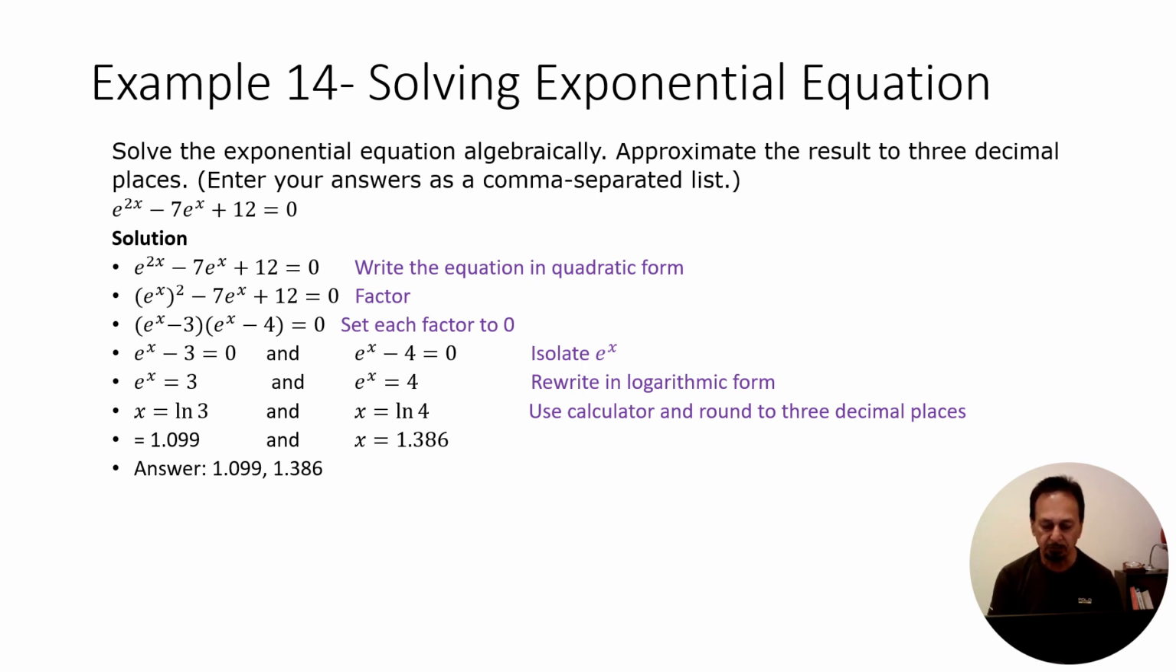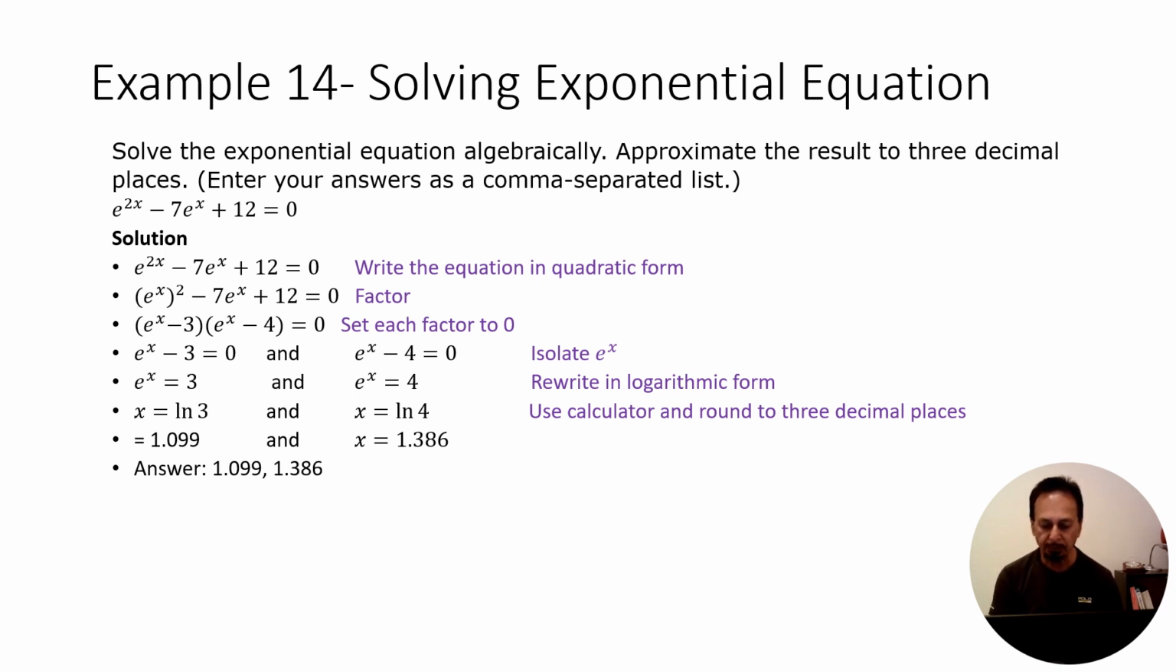So we can factor: e to the x squared we can factor as e to the x times e to the x, and 12 we can factor as negative 3 times negative 4. You can see negative 3 times negative 4 is positive 12, and when you add negative 3 and negative 4, it becomes negative 7. So these are the correct factors. Since we have a product of two factors equal to 0, we can set each factor equal to 0. So we get e to the x minus 3 equal to 0 and e to the x minus 4 equal to 0.